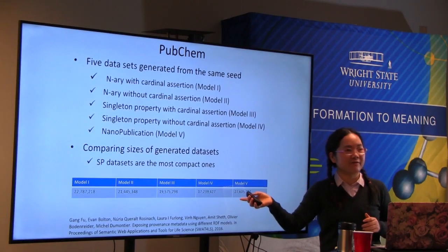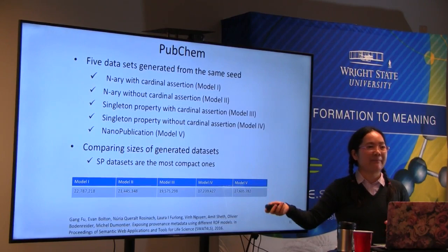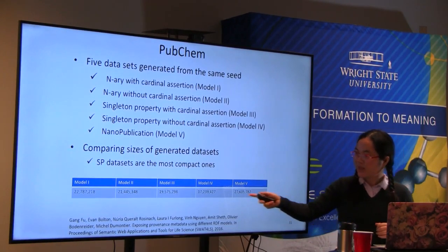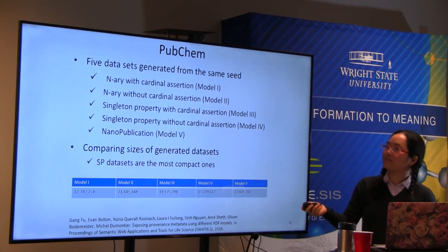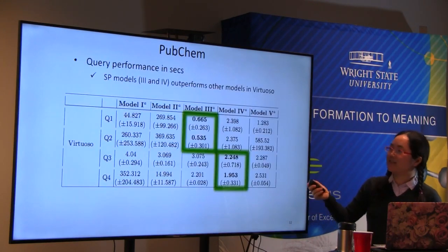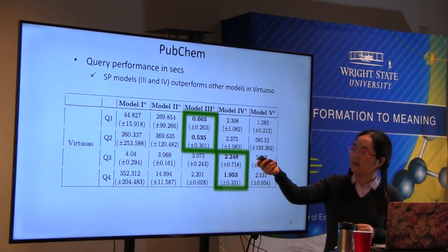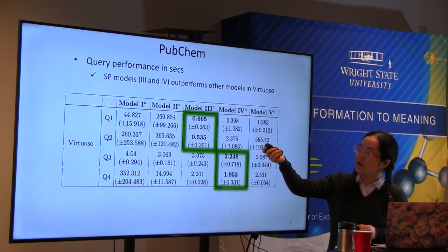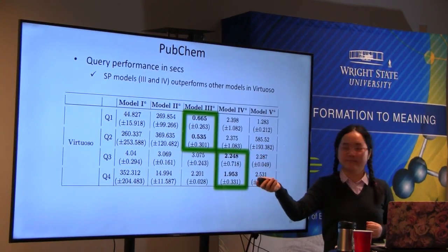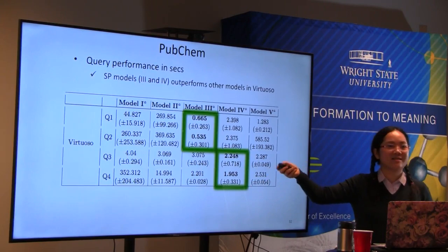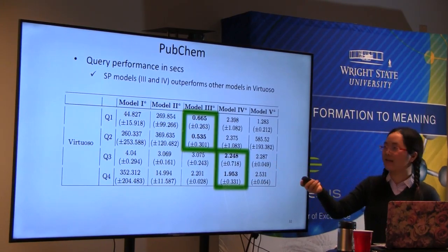And from this evaluation, the SP turned out to be the most compact one, and with the model 3 and 4. For the query performance, with Virtuoso, the two versions of the SP outperformed the rest. This is consistent with the result that we had with our dataset, Wikia.